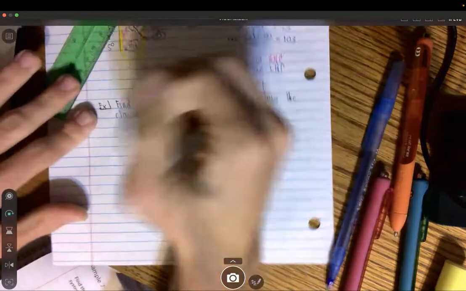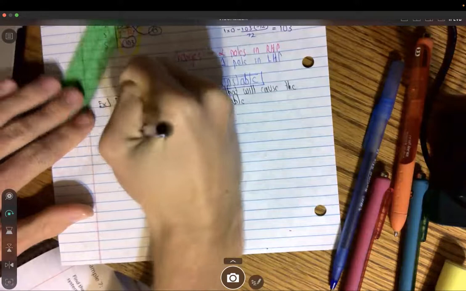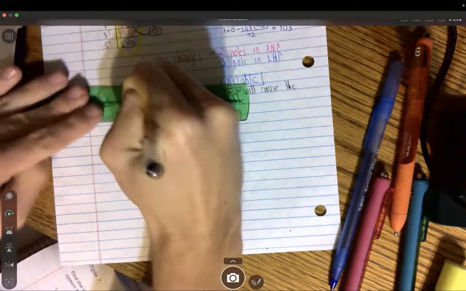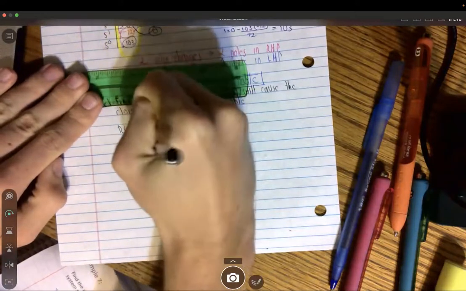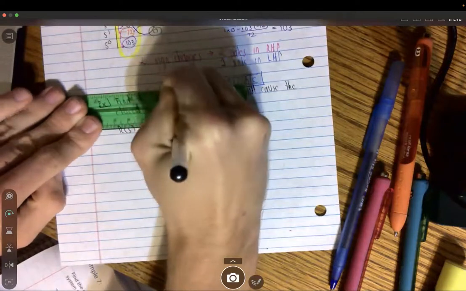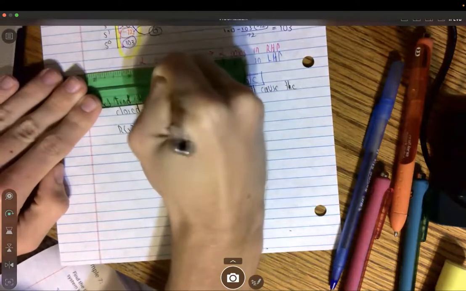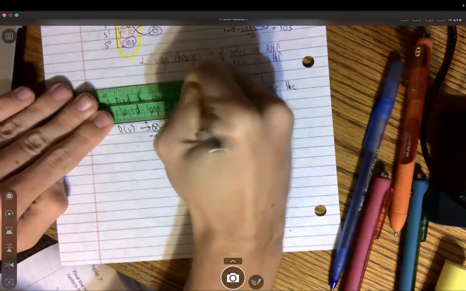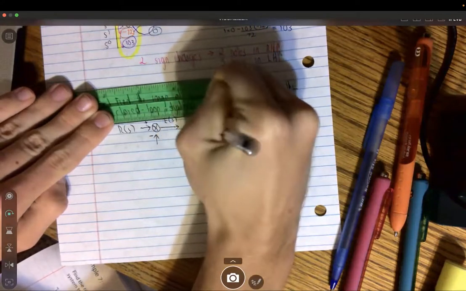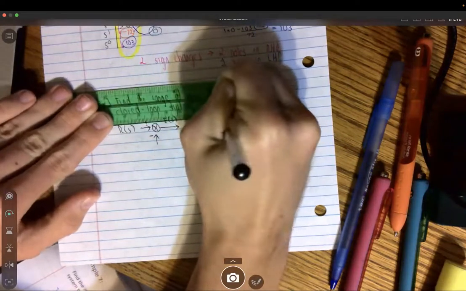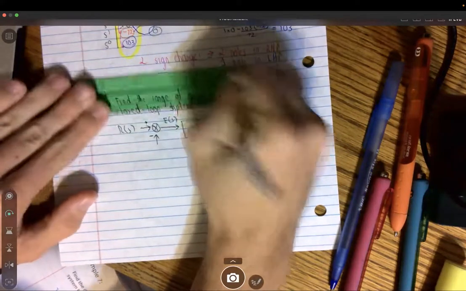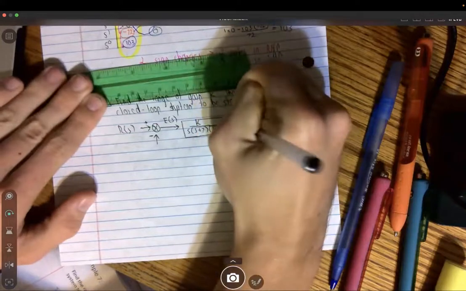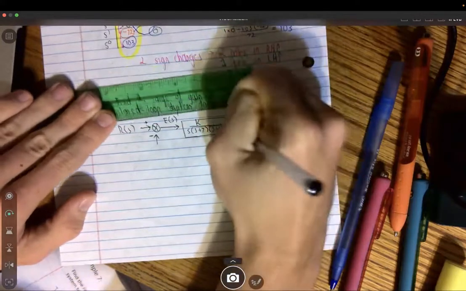And so they gave us R of S, and then it goes through the summing junction where we have here E of S, then K all over S times (S plus 7) times (S plus 11). Okay. Then we have C of S here as our output.